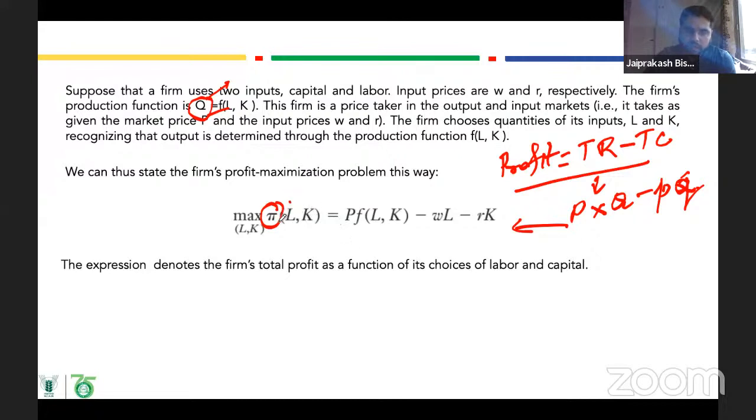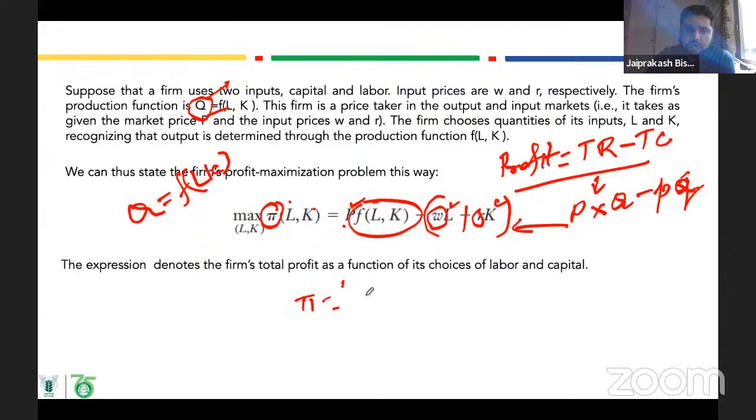Same thing is written here. Your profit is a function of your two inputs, which is equal to price times quantity, where quantity of output is a function of labor and capital. We assume that only two inputs are used for producing output. So price times quantity minus, here we are using two inputs, one is labor, other is capital. Wage is the price for labor and rent is the price for capital. So it can also be written like that.